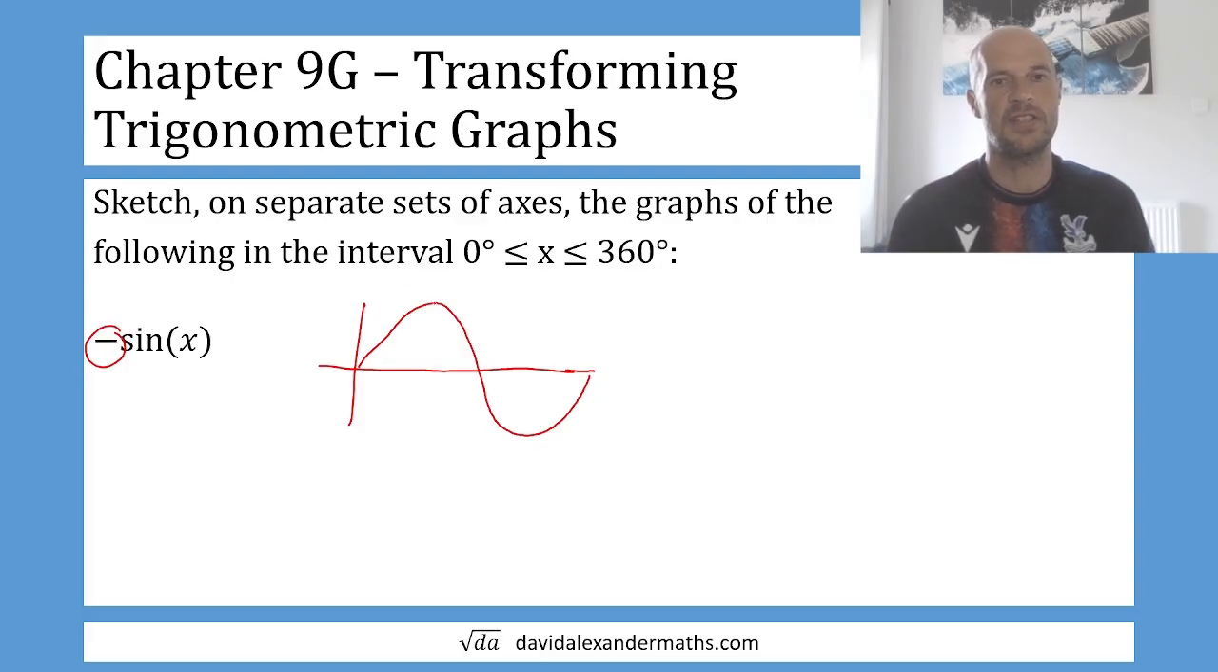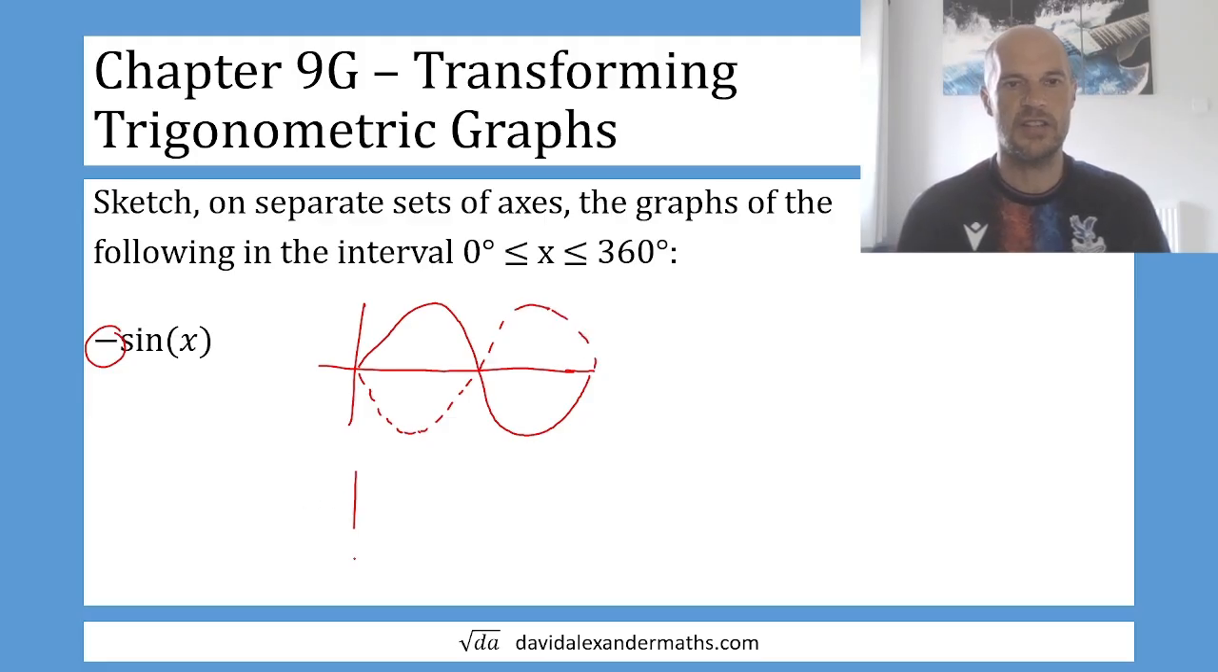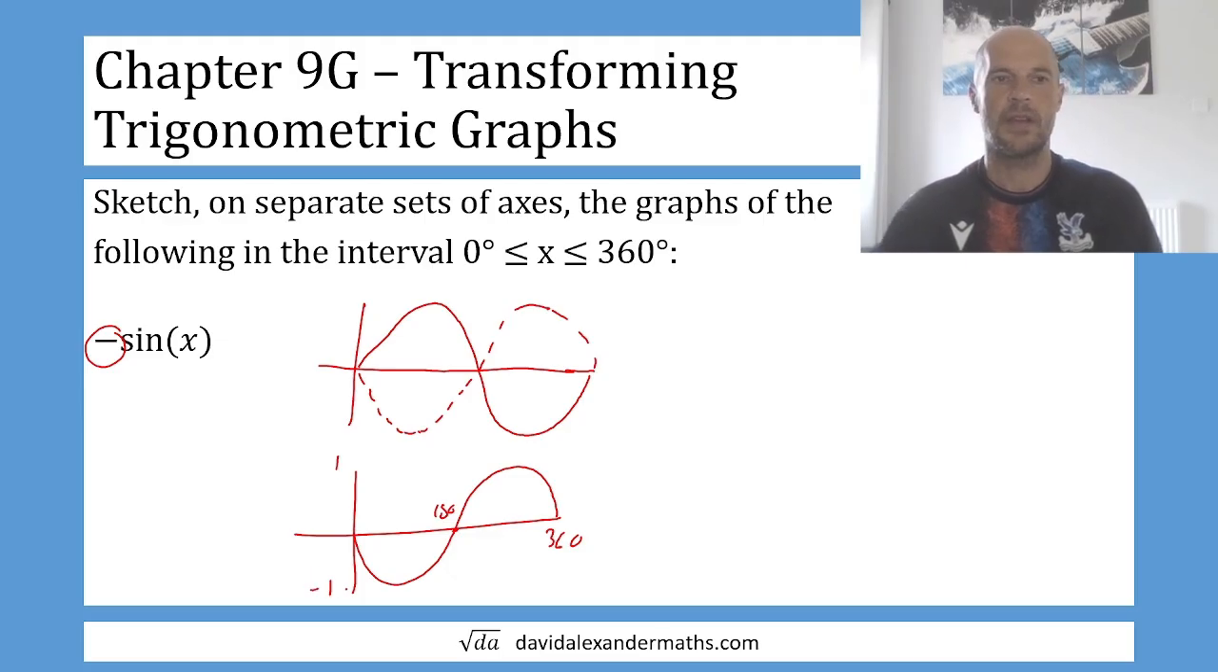So if a y is positive, then it will become negative. If it's negative, it will become positive. So what this will result in is a reflection in the x-axis. So minus sine x will look like this between 0 and 360. So maybe you need to label 360, 180, label that as 1 and that as -1.